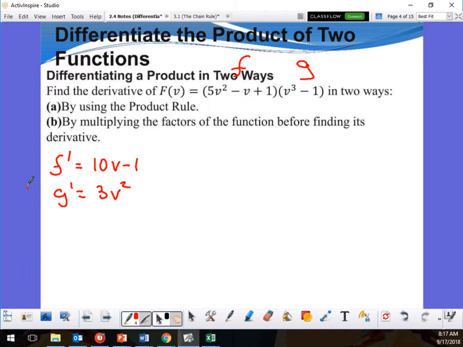Jess? You okay? Okay. Now we're going to do the product rule again. That's f prime g. So f prime is 10v minus 1, times g, my g was v cubed minus 1, plus g prime, which is 3v squared, times f, which is 5v squared minus v plus 1.